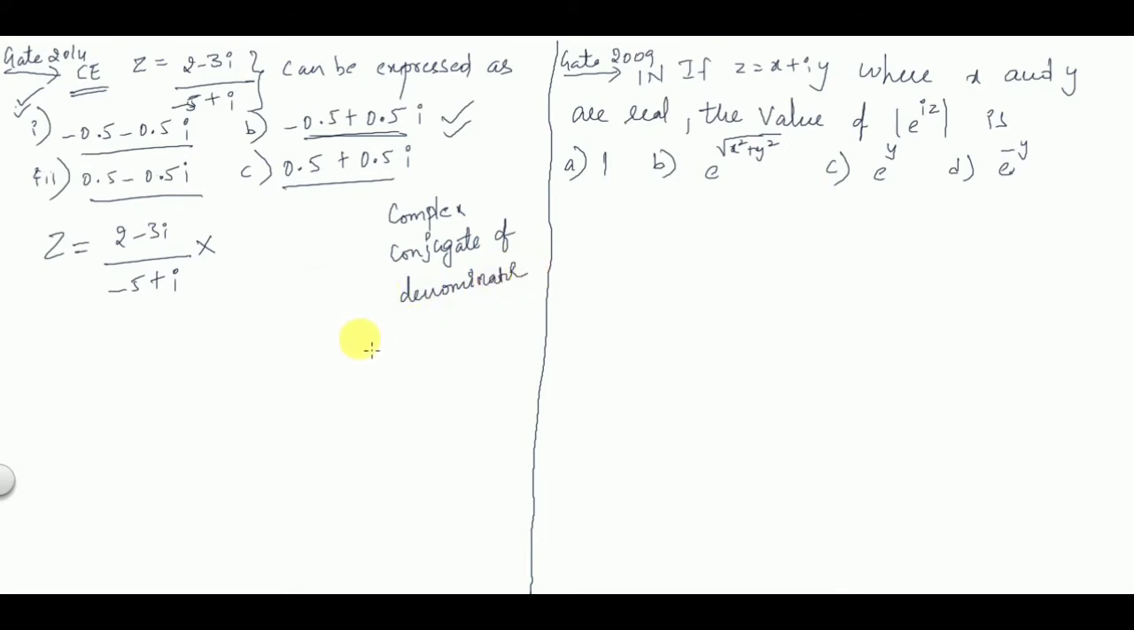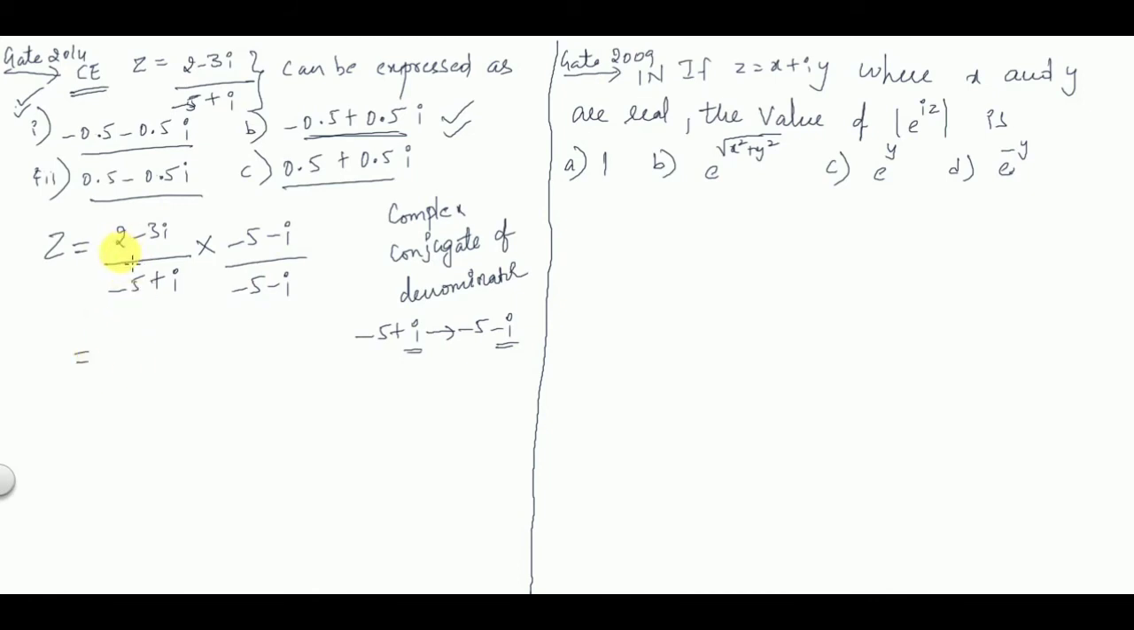Okay, so minus 5 plus i is the denominator, so its complex conjugate is minus 5 minus i. Only the imaginary part gets complemented. Here it is plus i, so here it will be minus i. So I'm multiplying and dividing with minus 5 minus i, so that no change occurs for the actual complex number.